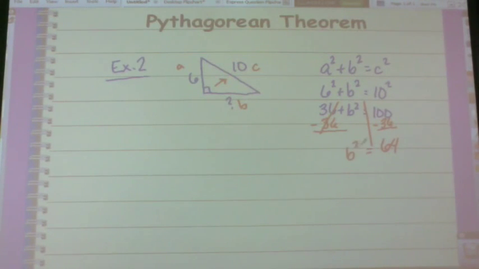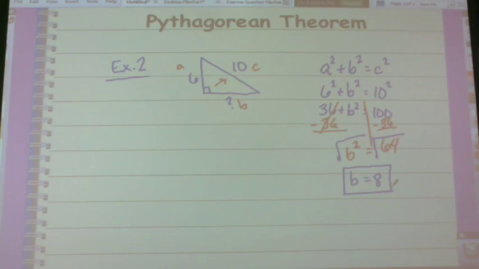We're left with b squared on this side. Then the opposite of squared is the square root. So I'm going to take the square root of both sides. When I take the square root of b squared, I get b. And the square root of 64 is 8. Therefore, b equals 8.